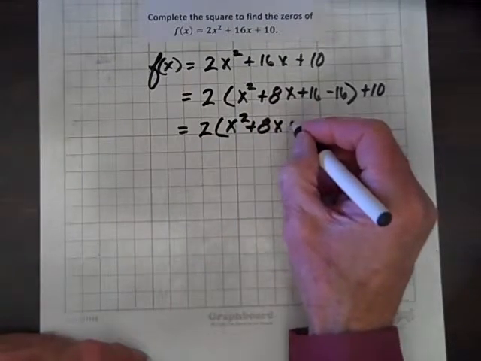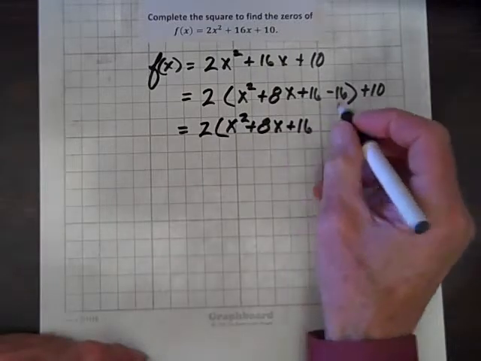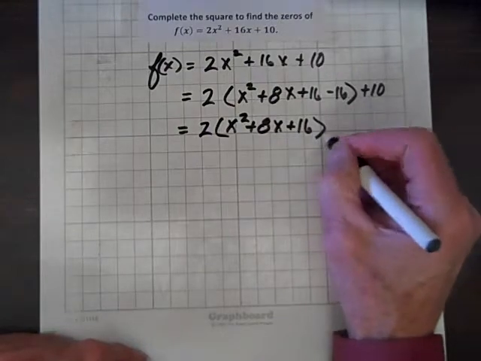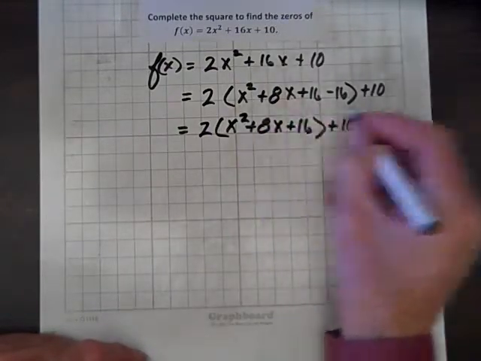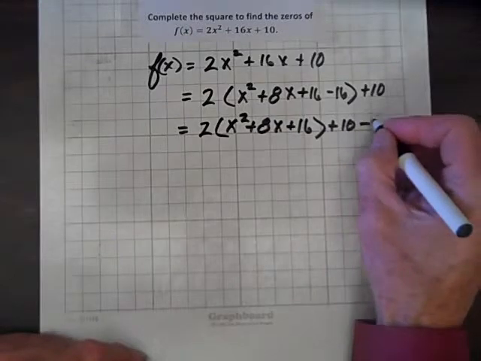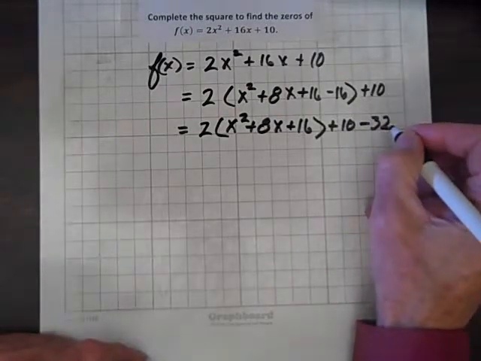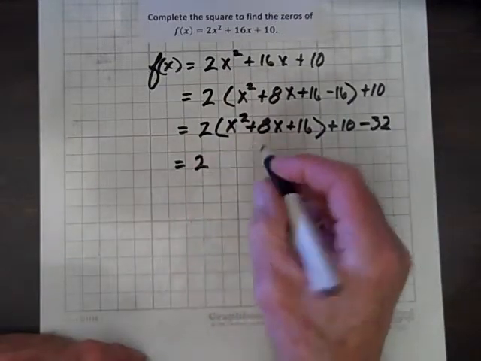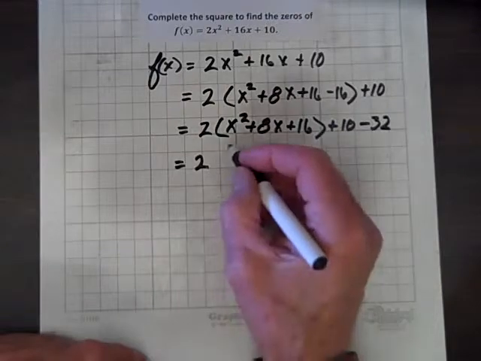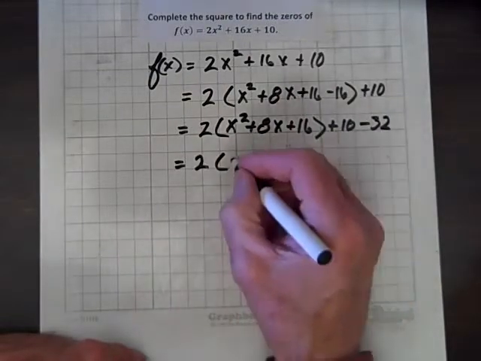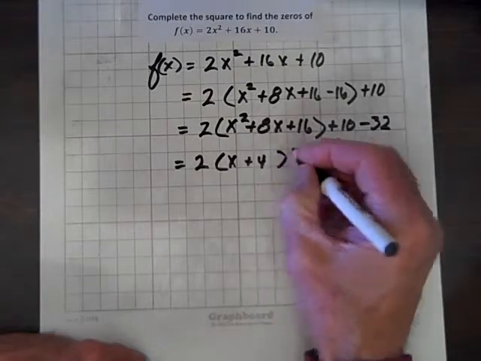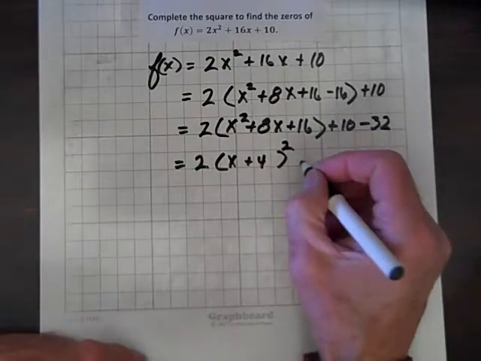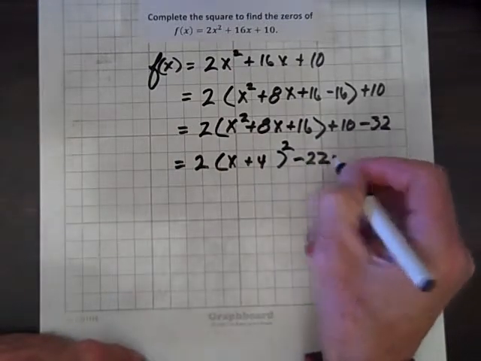so I can remove that negative 16 if I multiply it by 2. And 2 times negative 16 is negative 32. So, now we have the coefficient 2, and this now is a perfect square, this expression, so we can factor that and we get x plus 4, quantity squared. And then 10 minus 32 is minus 22.